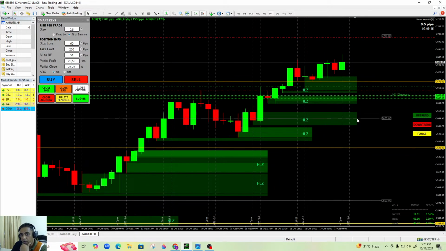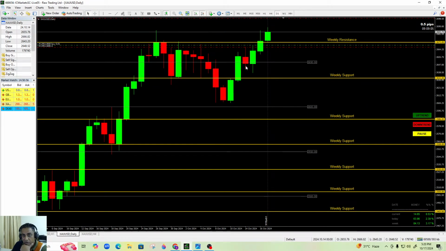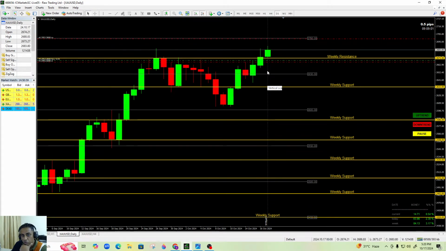Okay. Where I'm targeting is 2,700 for now, at least on the high time frame. On the daily, I'm targeting 2,700. That's the more logical move. Now, keep in mind that this daily candle has no bottom wick, right? So price could pull back, create a bottom wick, and then head up.